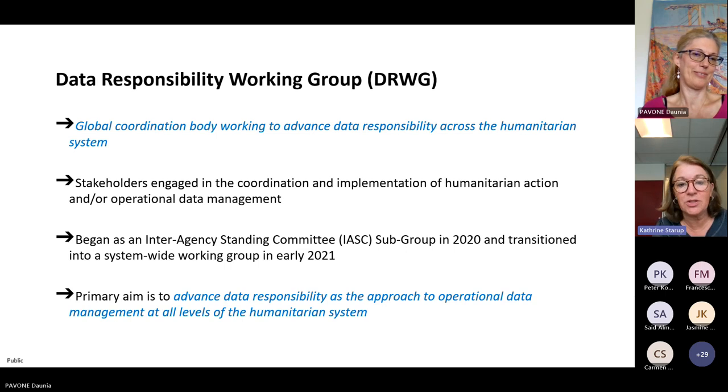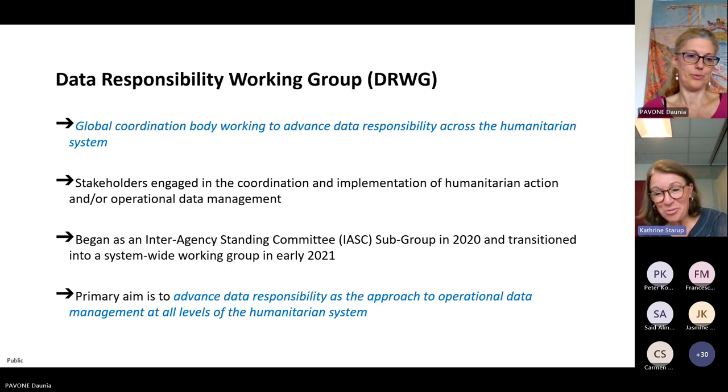Initially established as a subgroup under Results Group One of the Interagency Standing Committee, we have later transformed into what we today call the Data Responsibility Working Group. Our main focus, and what we have been doing all along, is developing this IASC Operational Guidance on Data Responsibility in Humanitarian Action. We now have the second edition. The first edition was in 21, and more recently, last year, the second edition of this operational guidance was endorsed by the IASC Secretariat. And that is the one we have in place today.